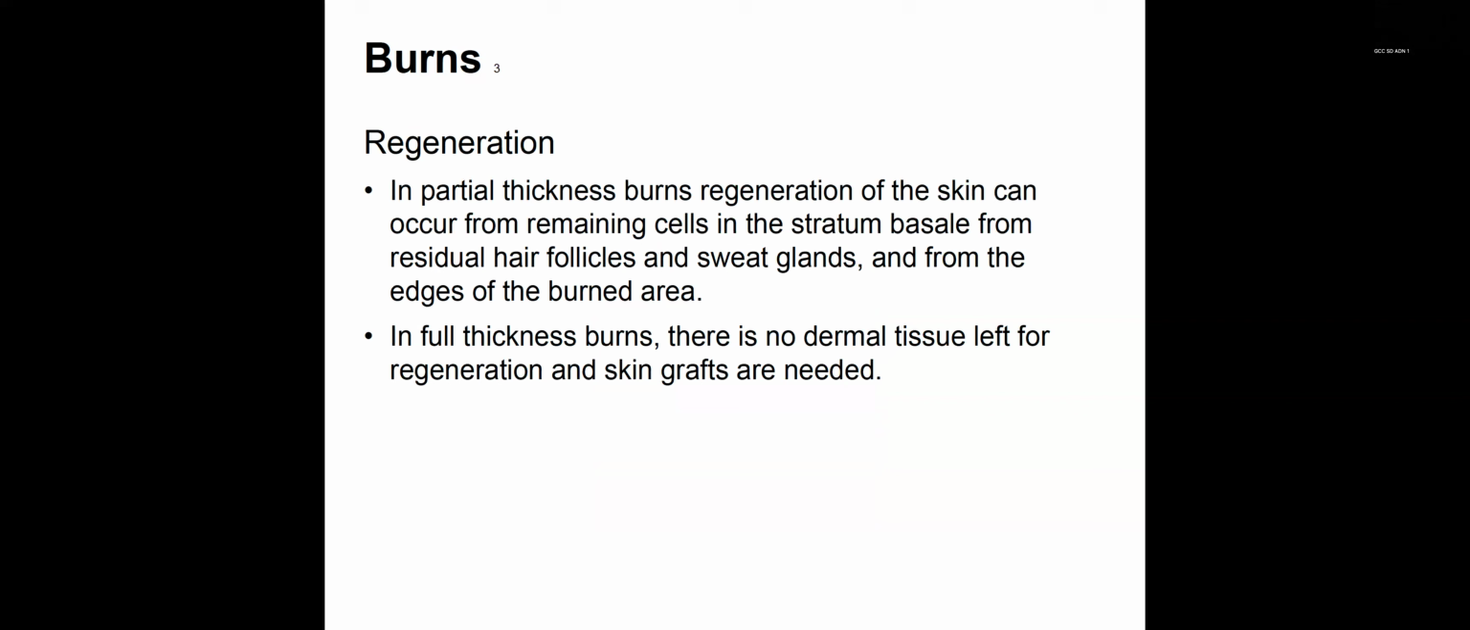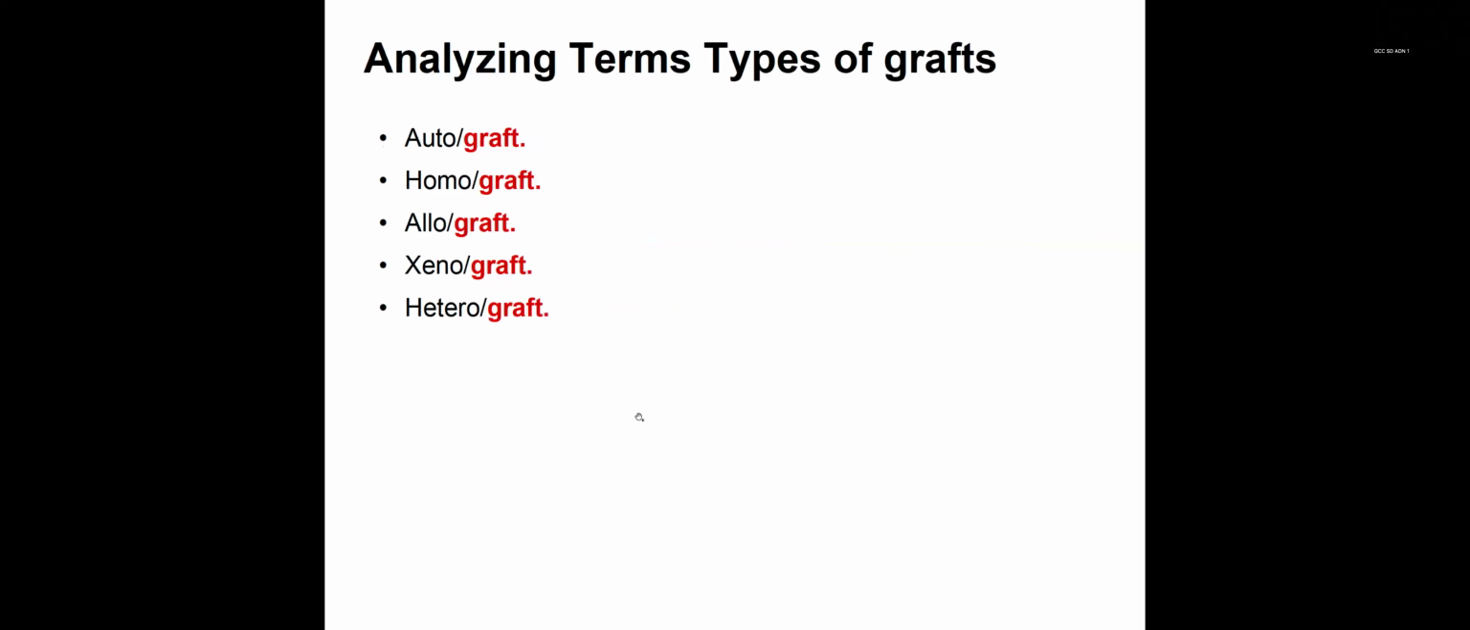When we look at burns, there is a tendency toward regeneration, but a lot of the time treatment is going to be some kind of grafting or transplantation of the skin. So here are different types of grafts. This surgical procedure is used to treat any kind of burns, wounds, or any kind of skin loss.